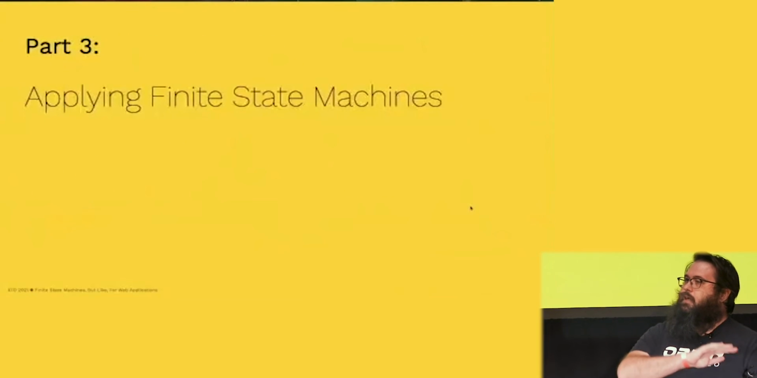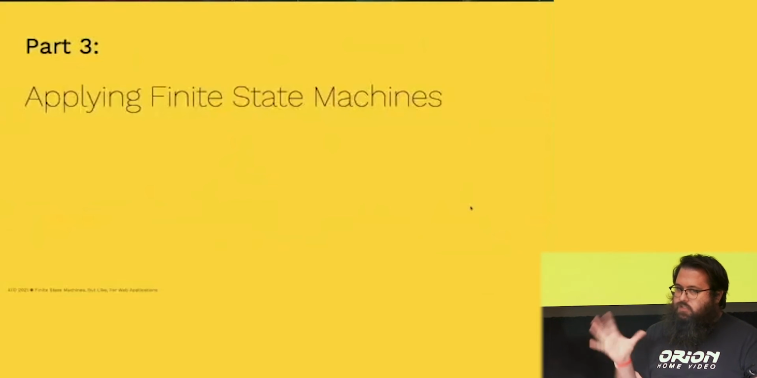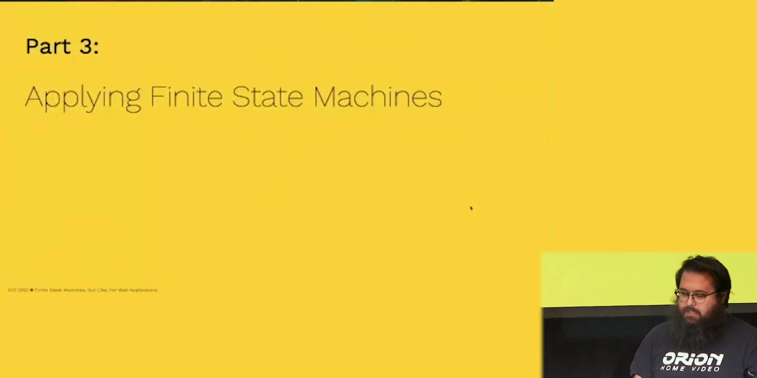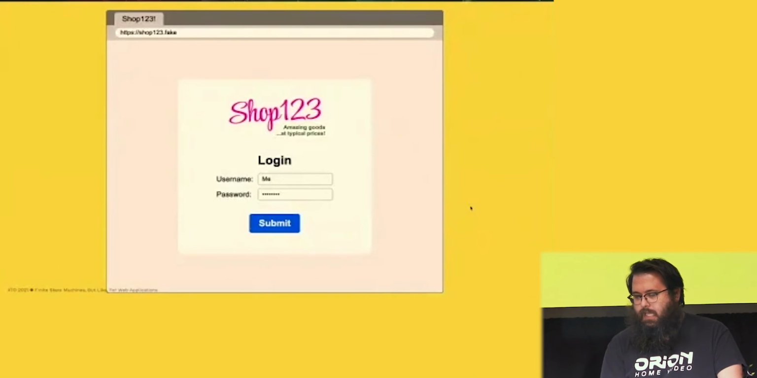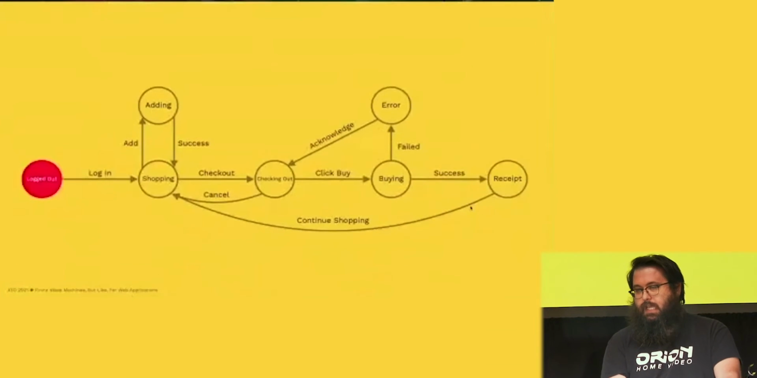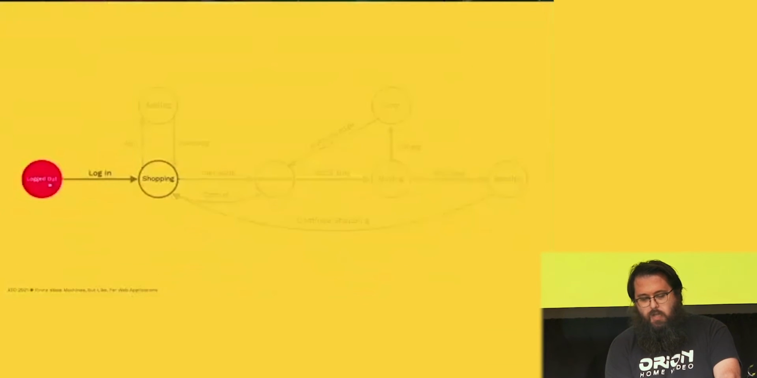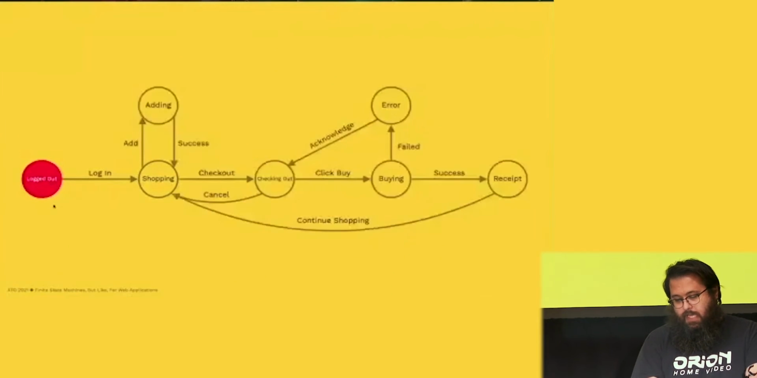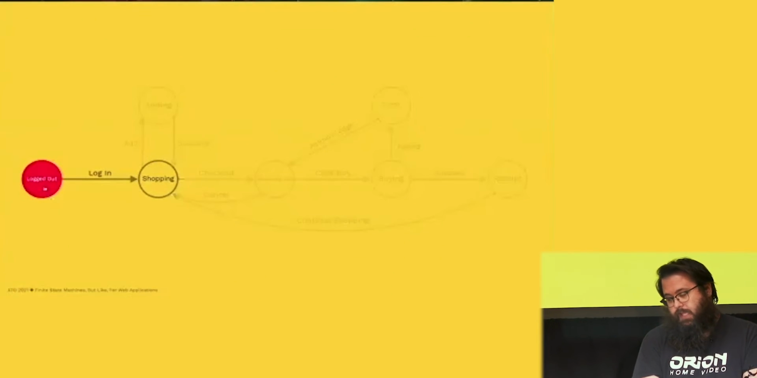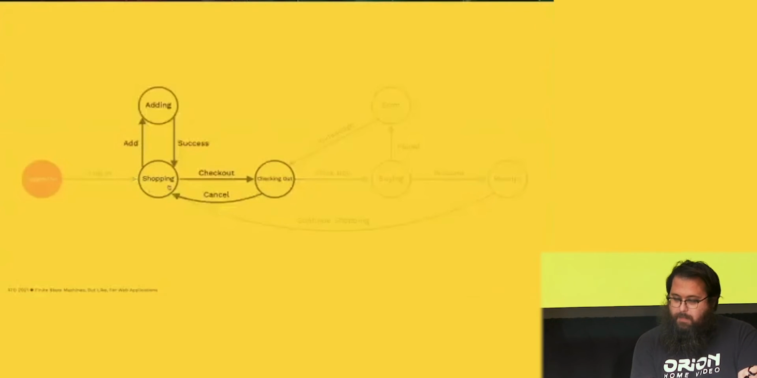Okay, so that covers some examples. Hopefully that sort of makes some sense if you haven't been exposed to these. How do we apply that? So we have our shopping site yet again. This time, let's think about how we can model this in a state machine. So initially, we're in this logged out state. And we only have one option, is we can log in. And when we log in, we move to shopping.